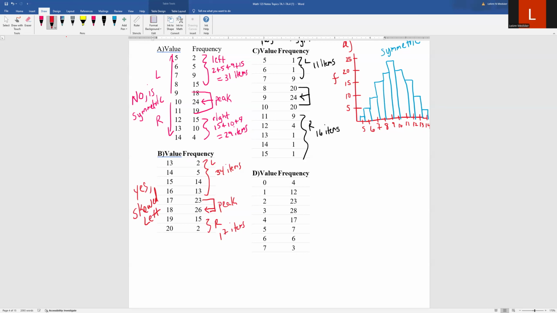Okay. They don't ask you that in the Newton ones. They just want to know if it's skewed or if it's not skewed. But it's good to know if you are going to go to statistics later.